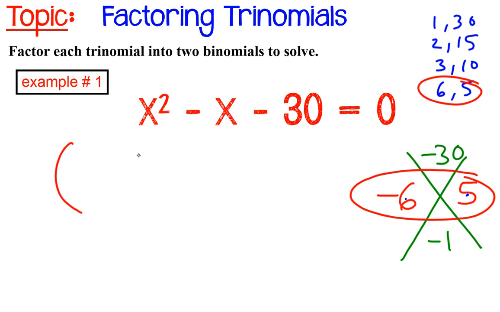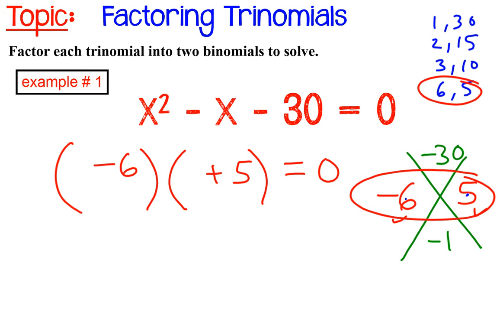So I'm going to set up my left side as a product of two binomials. And the first thing I'm going to do is take my new numbers and put them here at the end of each of those binomials. The first position is reserved for the square root of your first term, and that would be x.